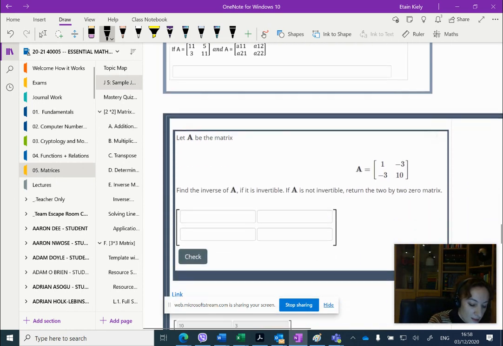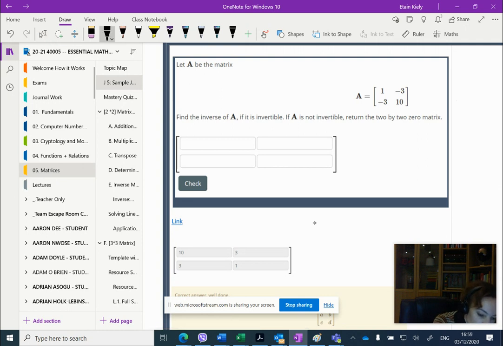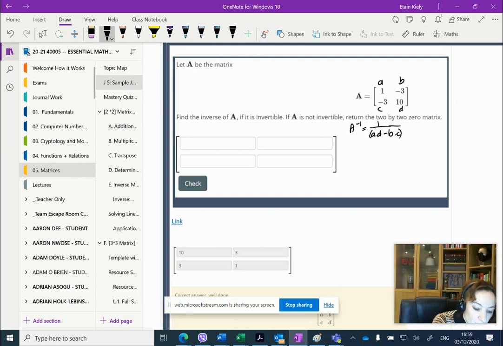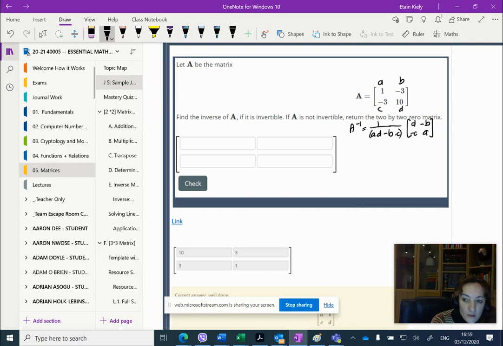So let's try one of these down here. We're going to give these A, B, C, and D. We're going to write in our formula: the inverse is going to be 1 over the determinant, which is A times D minus B times C. And then remember, we're going to swap D and A, and we're going to put a minus in front of B and a minus in front of C. So we can just plug them directly into the formula now.